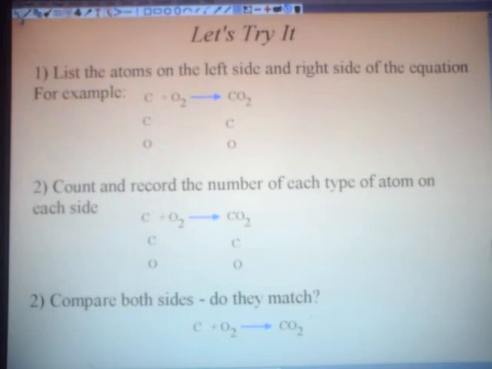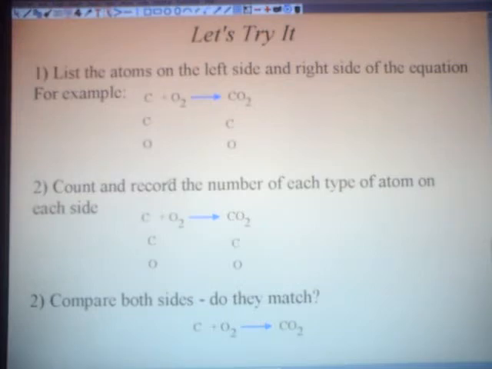The first step is to start by listing the atoms you have on the left side and the right side of the equation. For example, in this equation, I have C plus O2 produces carbon dioxide, CO2. So I have carbon, C, and oxygen, O, on the left side, and on the right side I have carbon and oxygen.